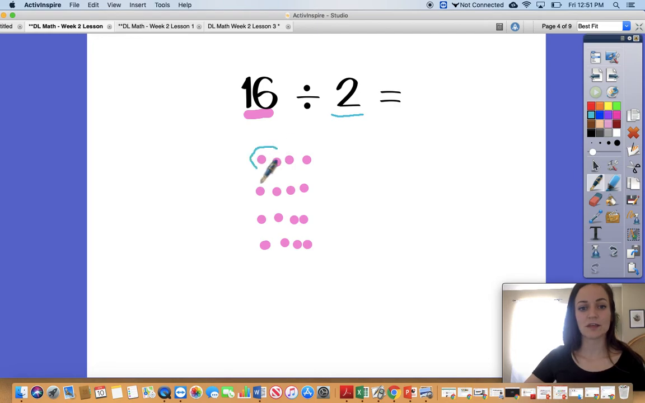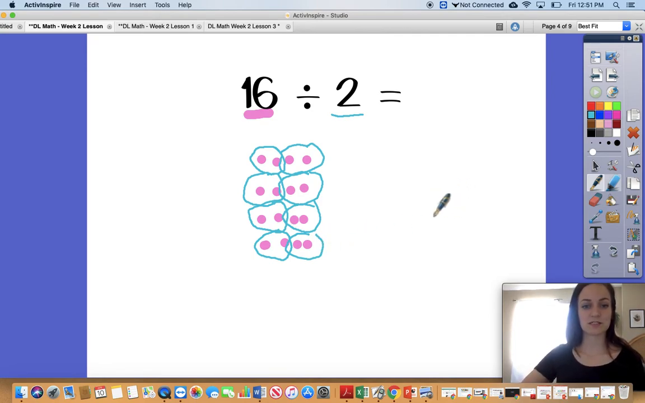So I could group, there's a group of 2, there's a group of 2, and more groups of 2, and there's a group of 2. So now I got to count how many groups did I just make. 1 group, 2 groups, 3 groups, 4 groups, 5 groups, 6 groups, 7 groups, 8 groups. So 16 divided into groups of 2 will give me 8 groups.